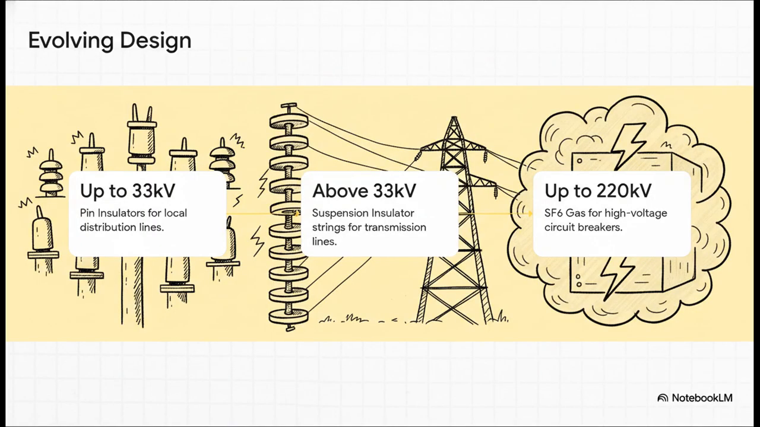And you can really see here how the design gets more and more complex as the voltage goes up. For your local neighborhood lines, these simple pin-type insulators do the job just fine. But for the big transmission lines, carrying way more power, they use suspension insulators. You've seen them, those long strings of ceramic discs. And it's simple, really. The higher the voltage, the more discs you need to add to the string.